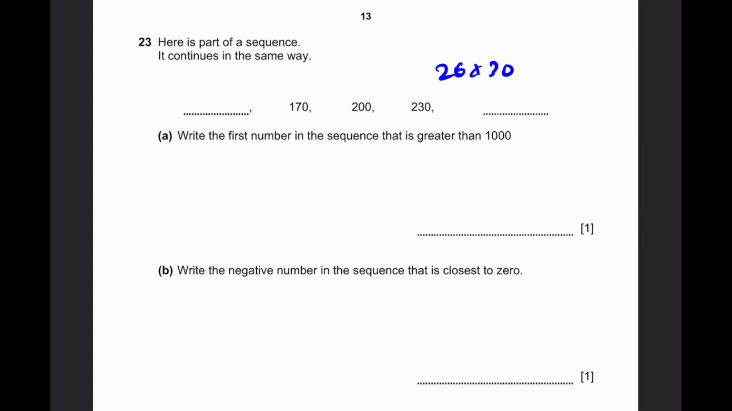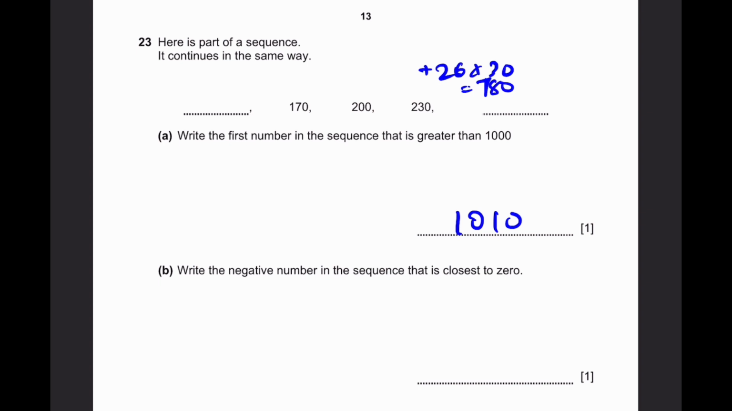So we add 26 times 30, that would be adding 780. And 230 plus 780 is 1010. That's the first one greater than 1000 because if we had 25 times 30, that'll be 980. And that is a bit less than 1000. So 1010 is the first one greater than 1000.